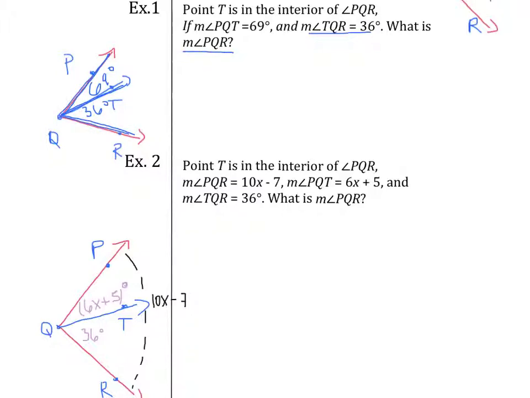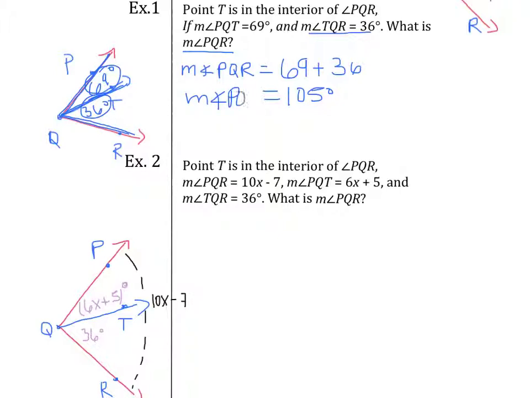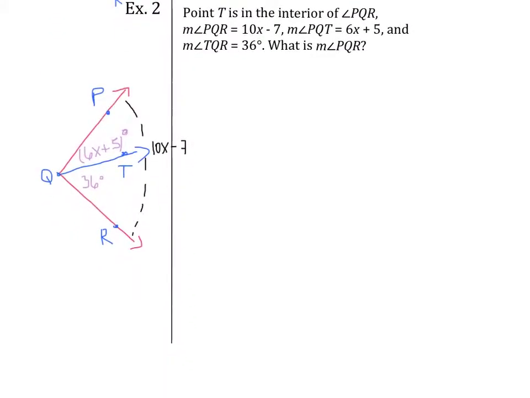By using the angle addition postulate, we can just say that the measure of angle PQR is equal to 69 degrees plus 36. So that's 105 degrees. That's the measure of angle PQR. As you can see, the angle addition postulate is very straightforward. So let's go now to the second example.